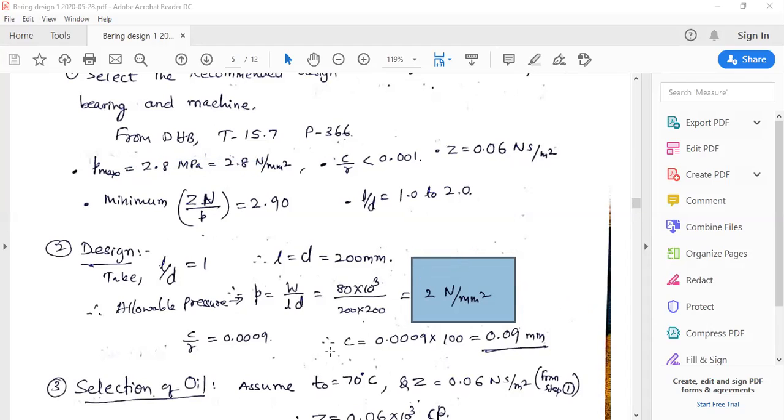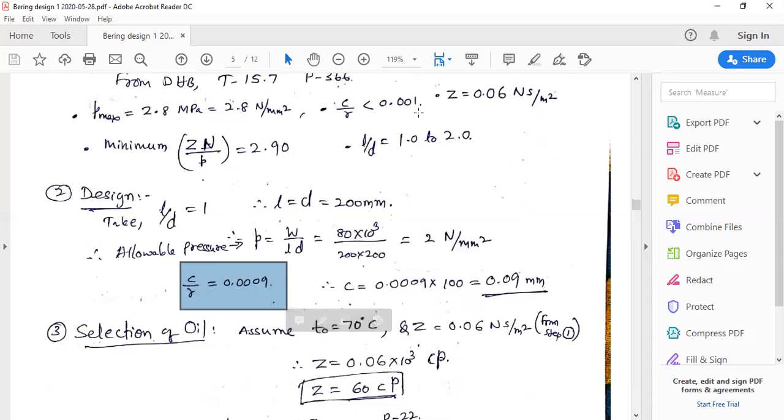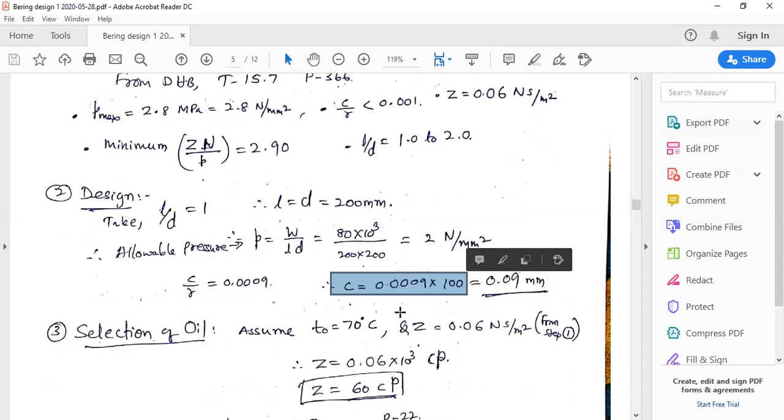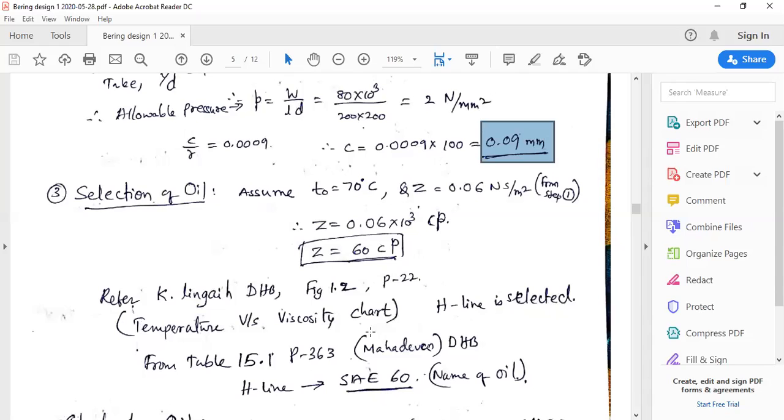With this pressure, next we have to go for the C by R ratio that is given here as less than 0.001. So we have to take the immediate previous value, that is 0.0009. So the radial clearance is 0.0009 multiplied by radius. Radius is 100 mm. So the value we get is radial clearance 0.09 mm. That is the first parameter, that is the radial clearance value.